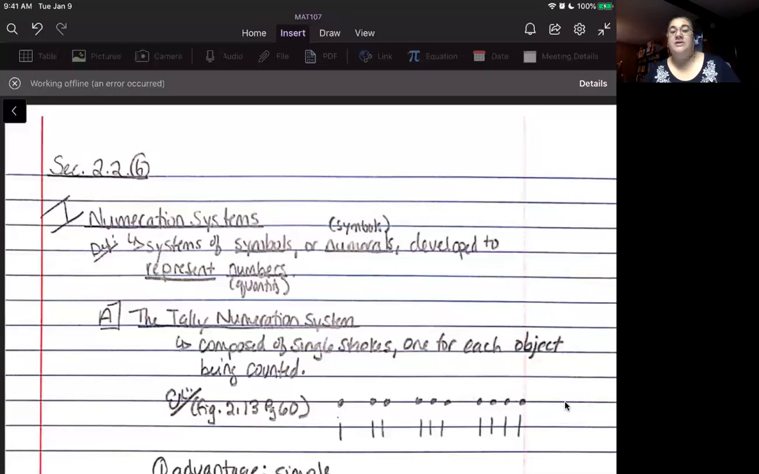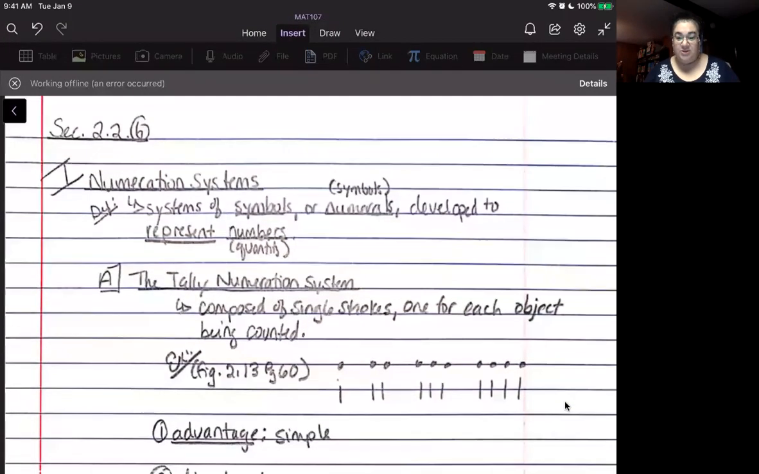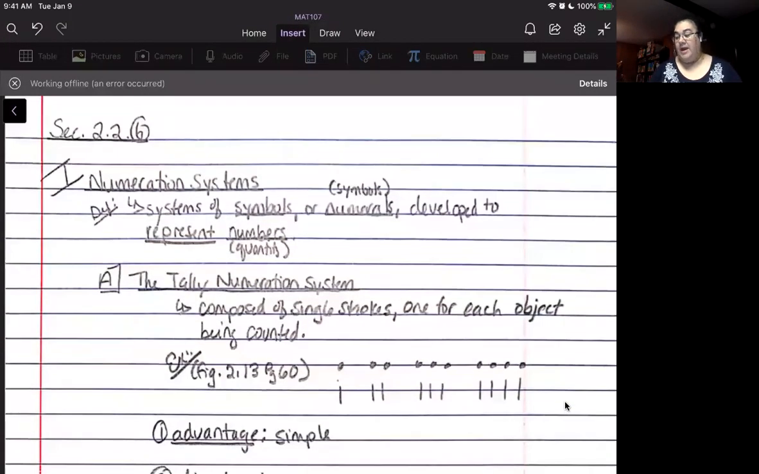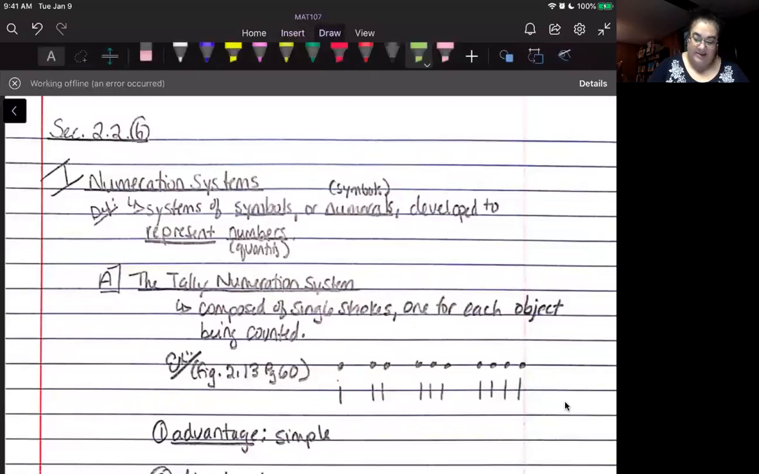There are different numeration systems, and we're only going to look at a very, very few, okay? But the official definition of a numeration system or a numerical system is the definition. So let's look at the definition of what we're talking about, okay? The definition is that a numerical system or a numeration system has symbols, or as we call cardinal numbers, right? Or sometimes we call them numerals.